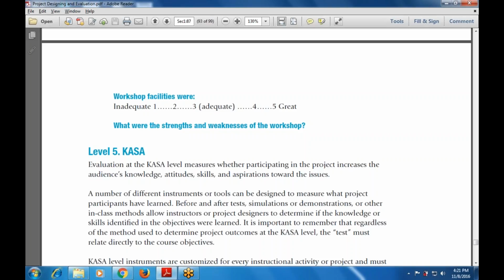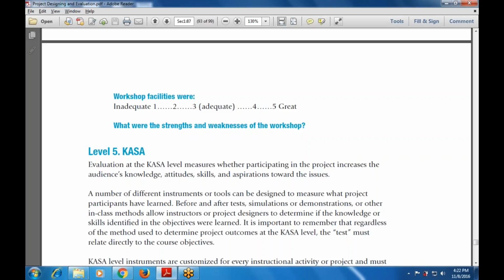It is also important to remember that regardless of the method used to determine the project outcome at the KASA level, the test must relate directly to the course objective. So level number 5 is the KASA, which measures increases in knowledge, attitude, skills, and aspirations.